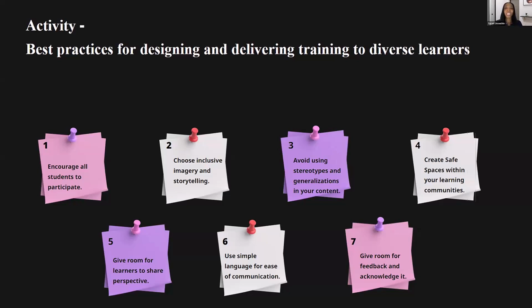So the next thing is to create safe spaces within your learning communities. And this applies to some of us that do e-learning, or after a program, you create a WhatsApp group and you say you're encouraging interactions. You need to pay attention to those groups because it might not be safe for some persons.